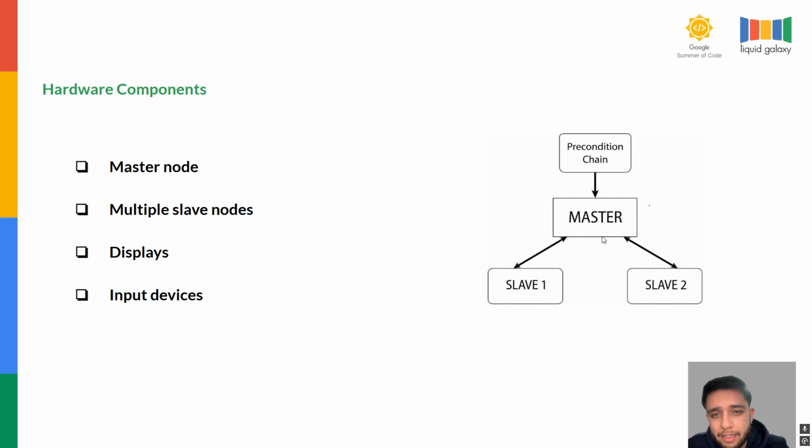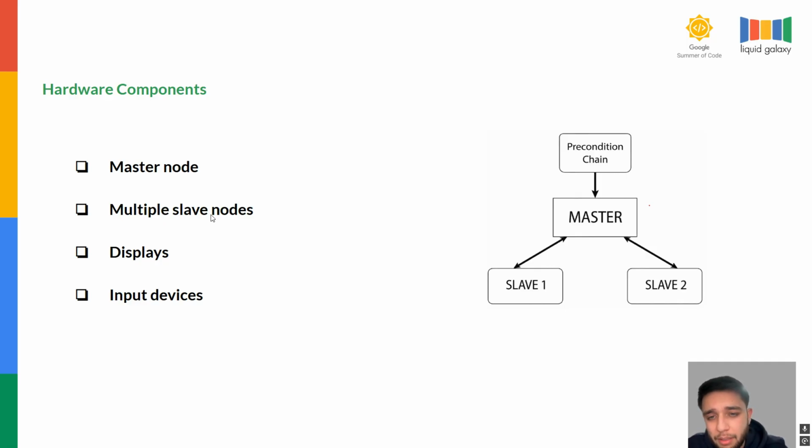The master node acts as the brain of the entire system. It controls the whole setup and sends commands to all other systems. So whenever a user gives an input, the master node processes it and decides what action needs to be taken.